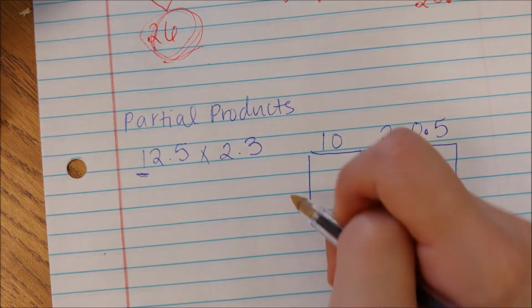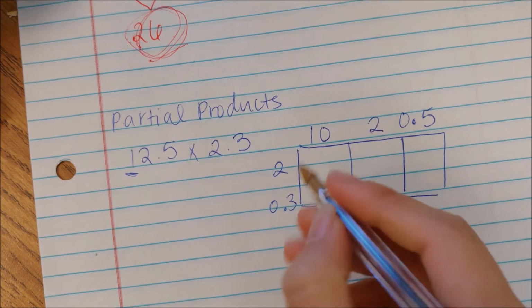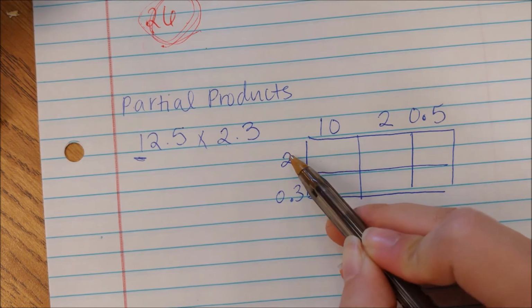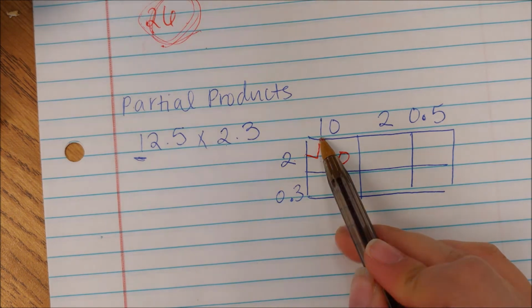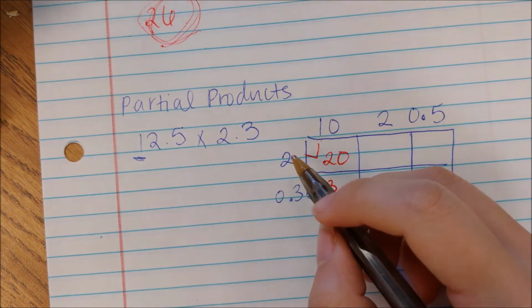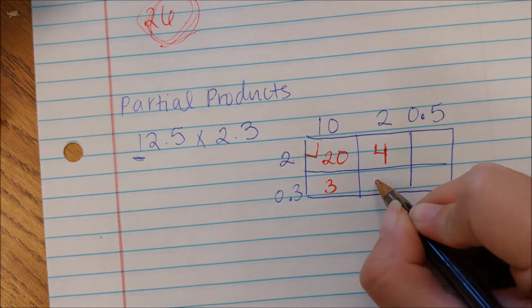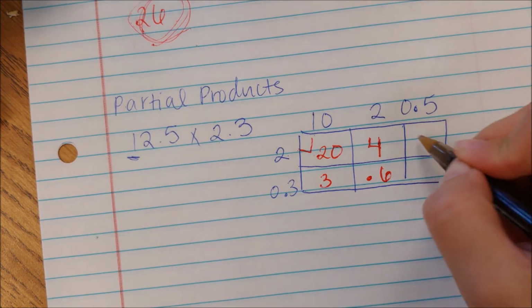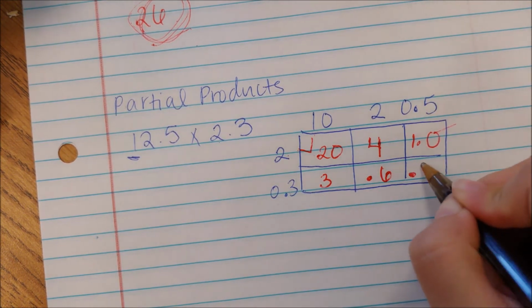Then I have 2.3. Well, the 2 stands for 2, and the 0.3 stands for 0.3, which is the same thing as 0.3. Then I make the line going like this. How do I solve? Well, I multiply these two numbers together, me in the corner. 2 times 10 is 20. 0.3 times 10 is 3. 2 times 2 is 4. 0.3 times 2 is 0.6. 2 times 0.5 is 1.0. And 0.3 times 0.5 is 0.15.